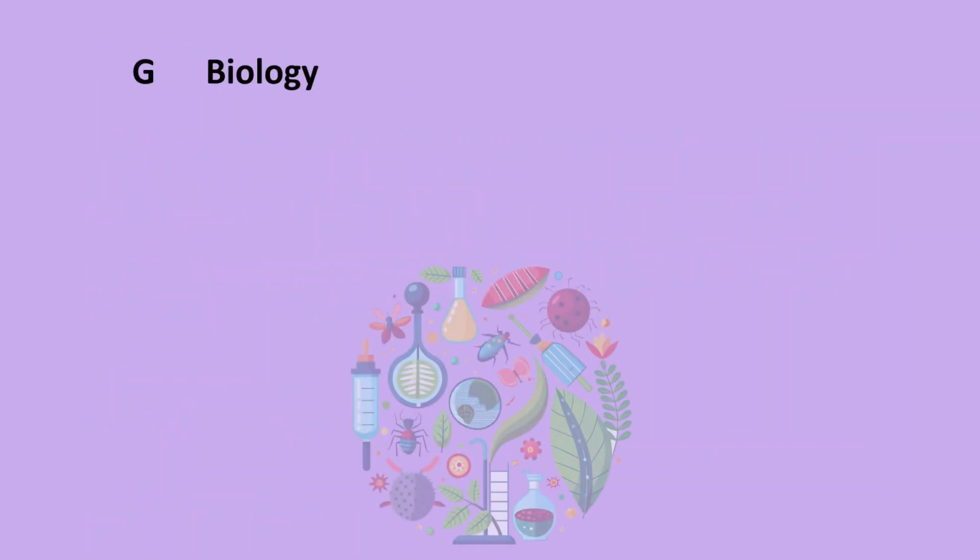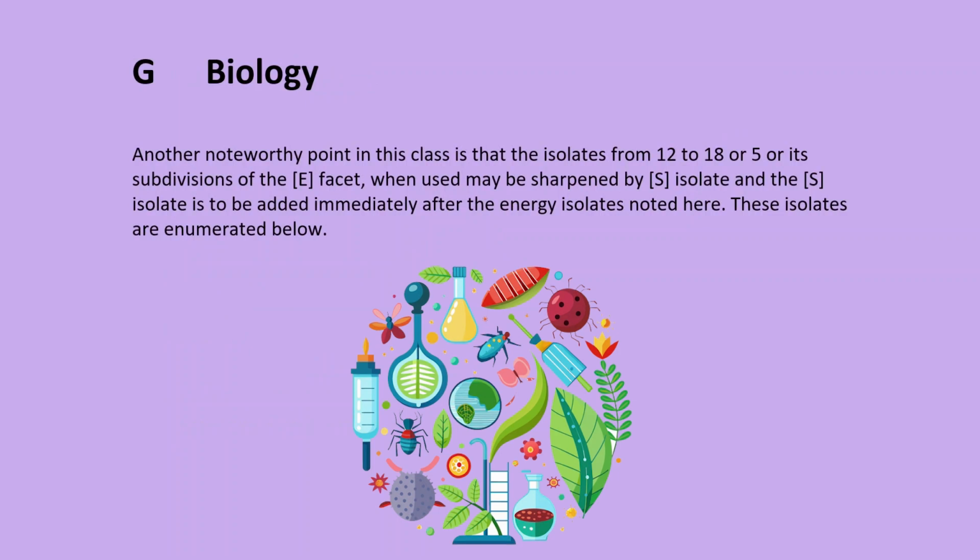We present here one example, that is effect of uranium on tissues, and the colon number has been worked out here. Another noteworthy point in this class is that the isolates from 1 to 1,8 or 5 or its subdivisions in the energy facet, when used, may be sharpened by space isolate, and the space isolate is to be added immediately after the energy isolate noted here.